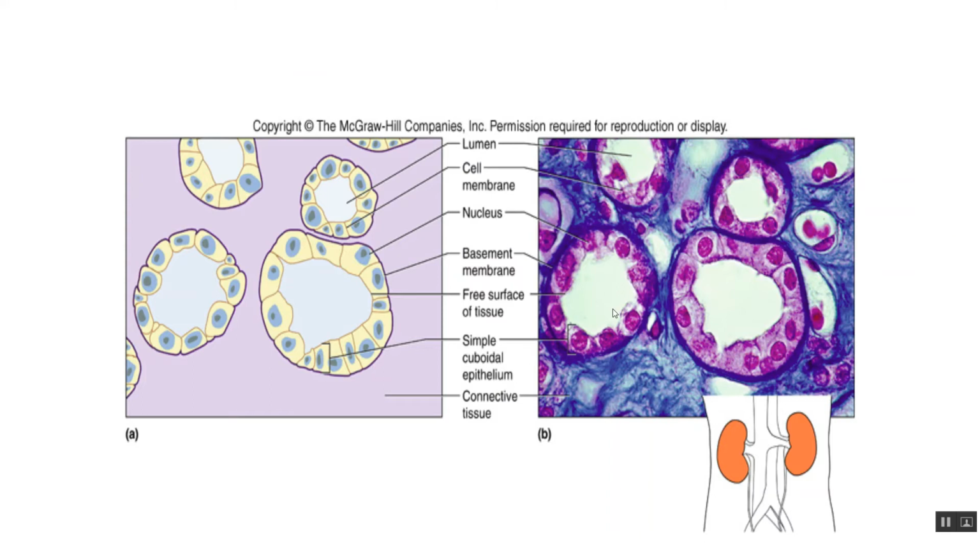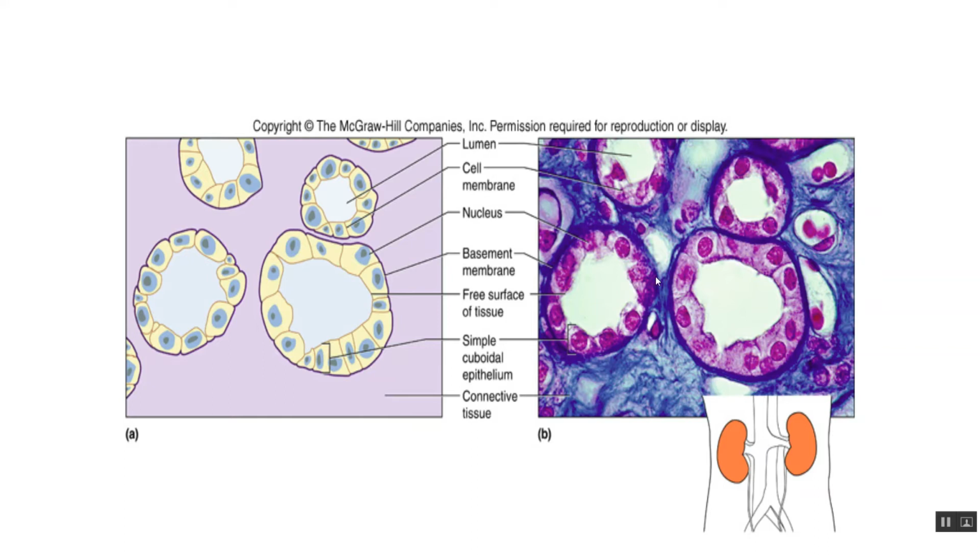So again, here's your microscope view. You can see in the middle where it says lumen, that's just the hollowed out spot right here. So that is hollow. And then you have the cell membrane, the nucleus, and the basement membrane would be here. This is your free surface. Because this is hollowed out, the lumen is open to a free surface. And then this is your simple cuboidal epithelium, single layer, and connective tissue down here.